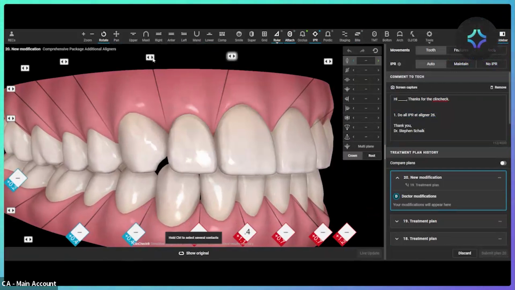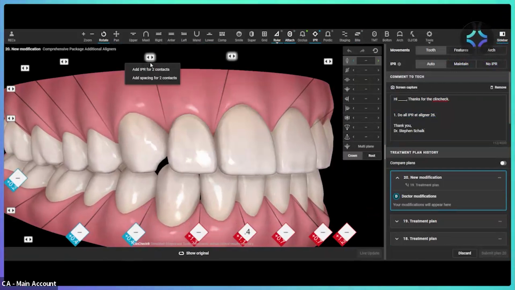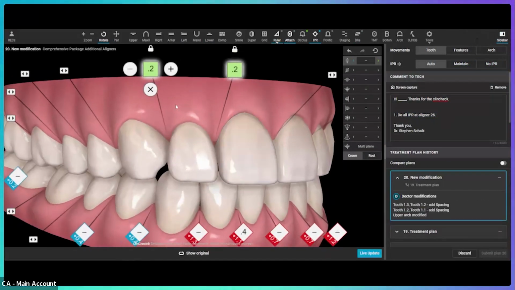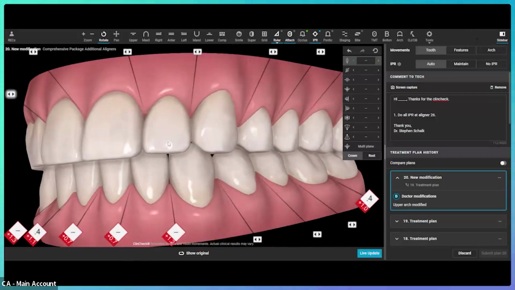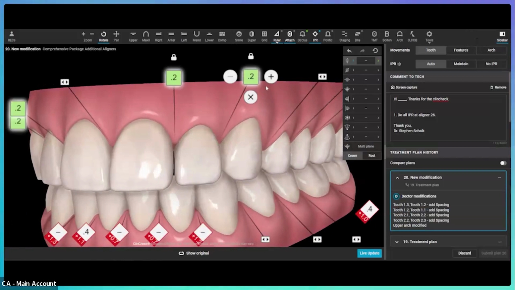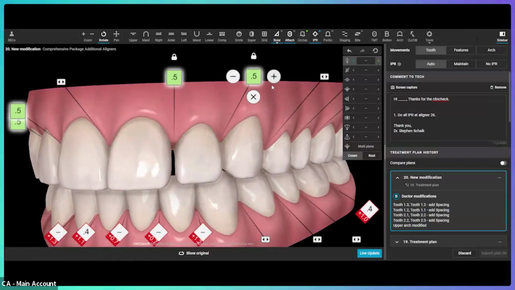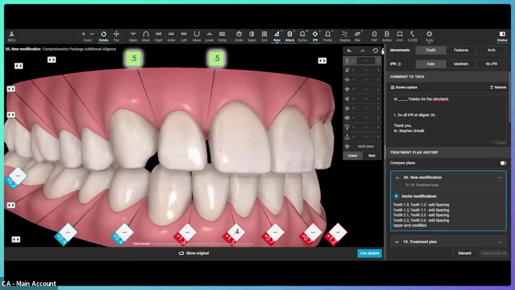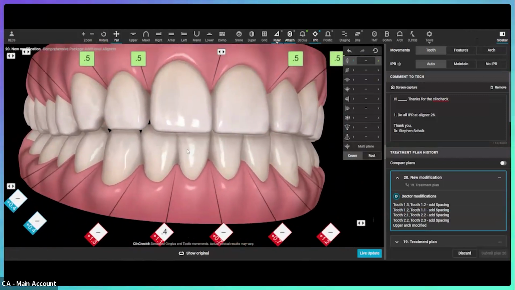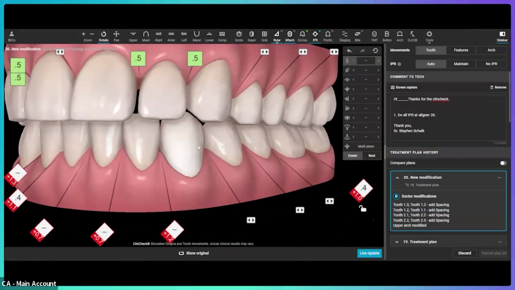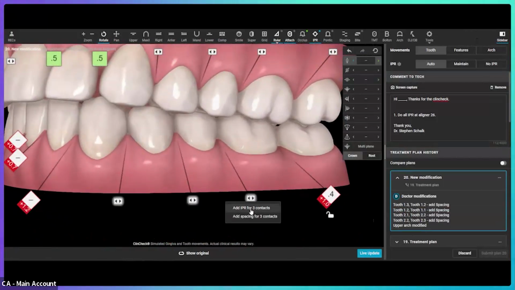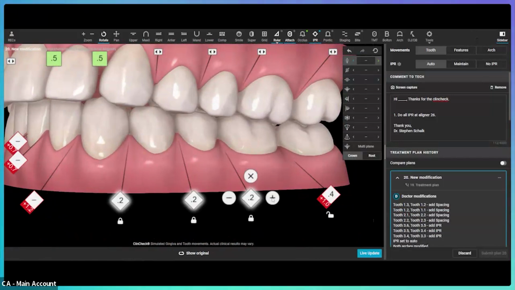Now what's cool is you can actually hold control now and select 2 teeth at the same time and then add spacing for 2 contacts at once. Or I could actually click and hold control and now select these other contacts too and add spacing for 4 contacts at once. So say I wanted 0.5 millimeter of space around there, I just added that 0.5 millimeter space everywhere. On the lower, say I need to add some more IPR here. Same thing, let's just say I was doing it between the premolars. I can go ahead and select multiple contacts now and do IPR between multiple contacts.